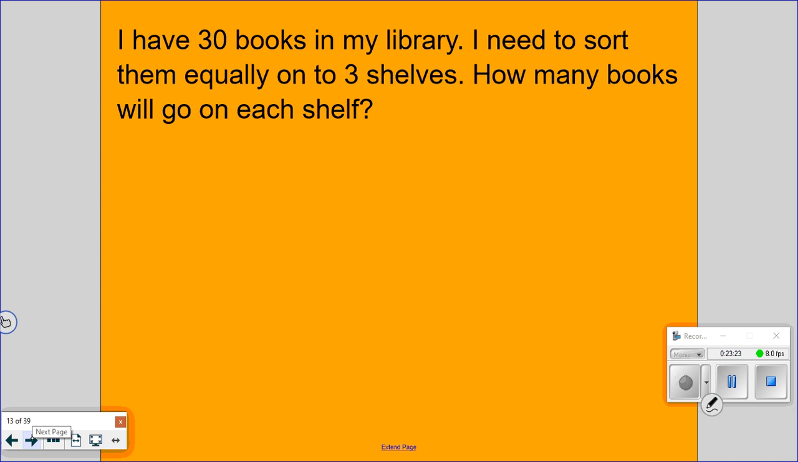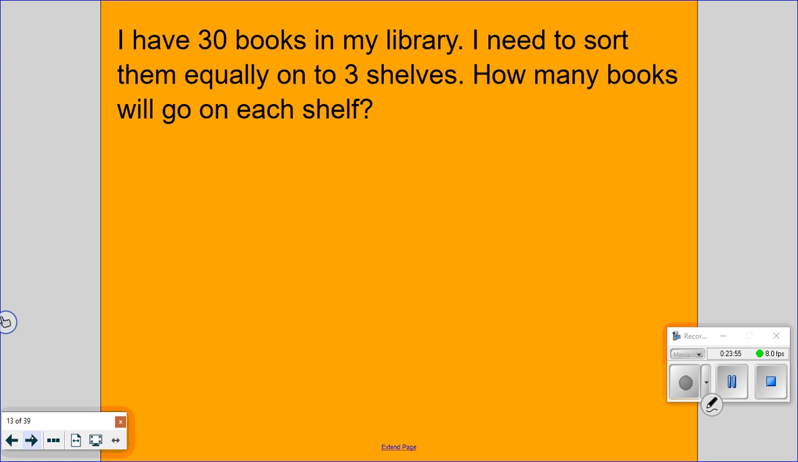I have 30 books in my library. We know that's a bold big lie. I have 30 books in my pretend library. I need to sort them equally onto 3 shelves. Can you imagine that? Like a bookshelf has 3 shelves. 1, 2, 3. There are actually 3 shelves. How many books will go on each shelf?